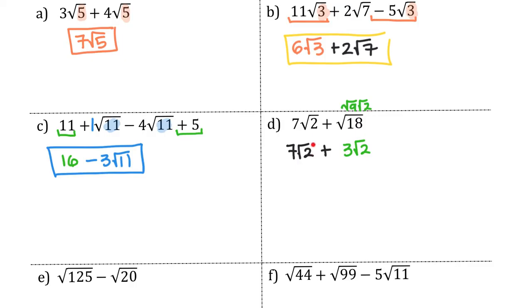Now I have 7 square root 2 plus 3 square root 2. Since they have the same radicand, I can combine them now. 7 square root 2's plus 3 square root 2's means I now have 10 square root 2's.